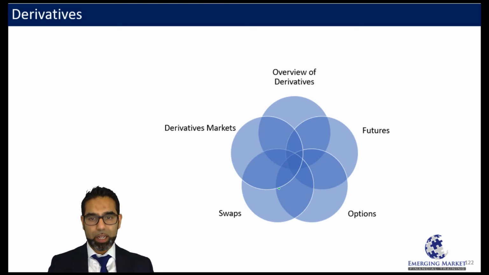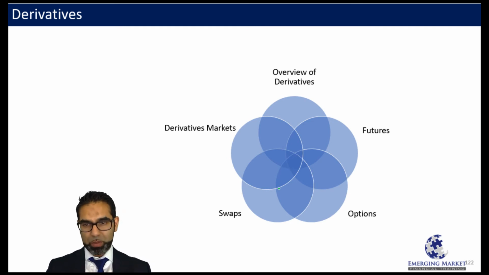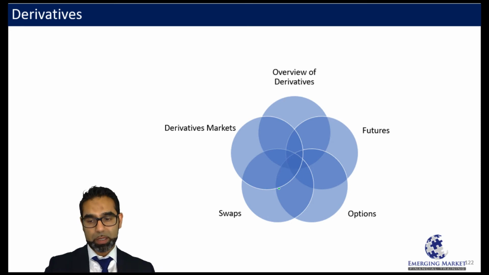Okay, in this section, we're going to look at what derivatives are, what's the definition, what are the types. We then dig a little bit deeper into futures, but not very deep. Options, once again, not that deep, more definition, a little bit of an example, and swaps. And then we look at the markets and the exchanges where derivatives operate.